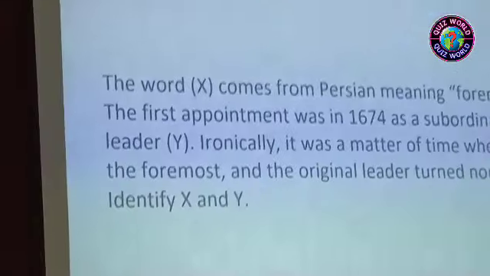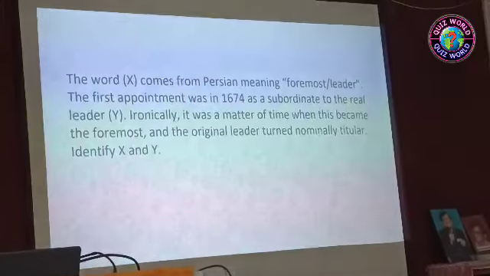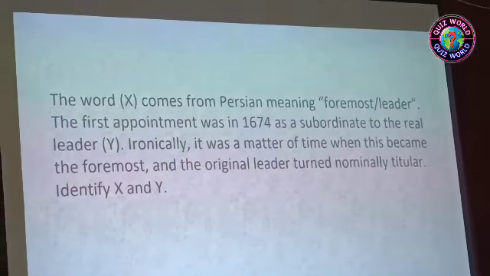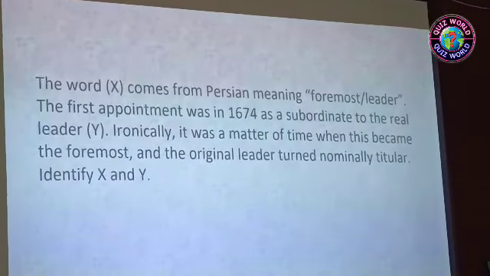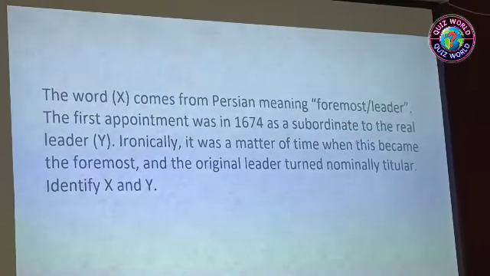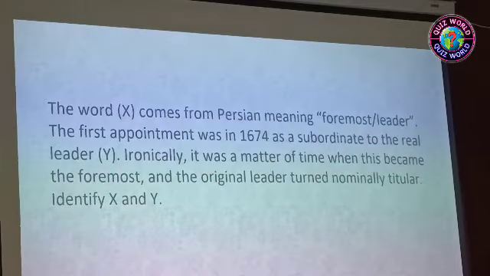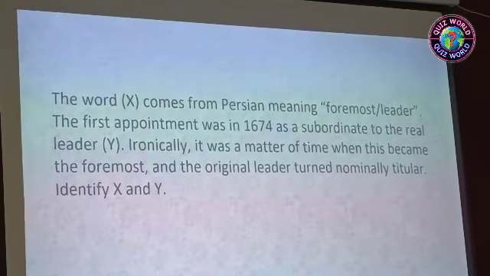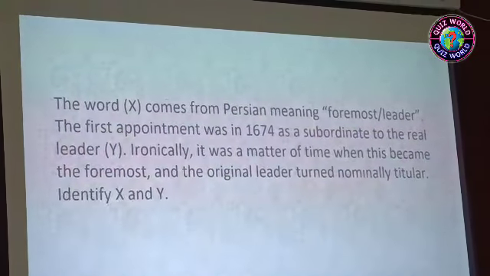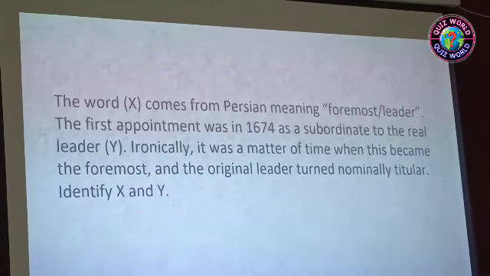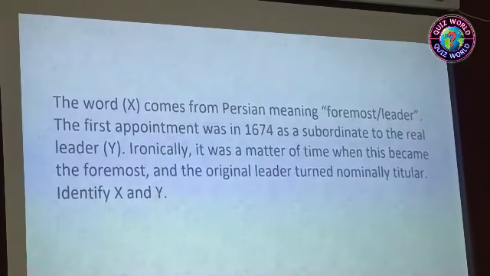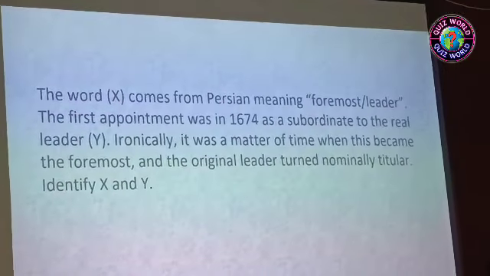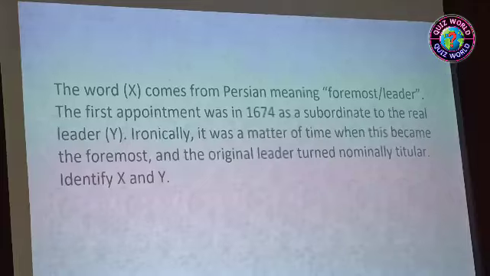Okay, the word X comes from Persian meaning foremost or leader. The first appointment was in 1674 as a subordinate to the real leader, Y. Ironically, it was just a matter of time when this became the foremost and the original leader became nominally titled. So there's a title which was supposed to be the foremost, but politics happened in such a way that it became subordinate and the other one became stronger. Now which are these two titles? Tell me which is X and which is Y.